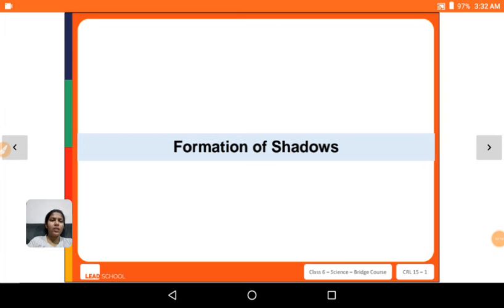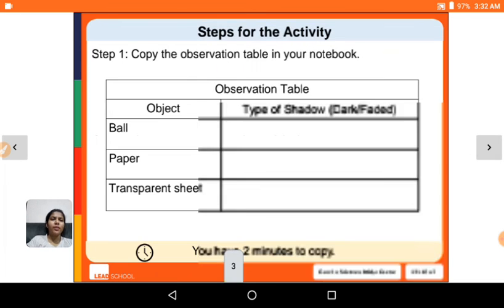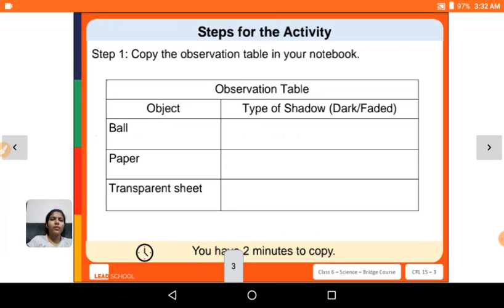So now let's see the new topic, formation of shadows for translucent, transparent and opaque objects. The aim of this activity is to observe the nature of shadows formed by transparent, translucent and opaque objects. Follow the steps to conduct the activity. Here there are three objects: ball, paper and transparent sheet. We have to see which type of shadow all these three objects form: is it dark, faded, or does it not form any shadow?